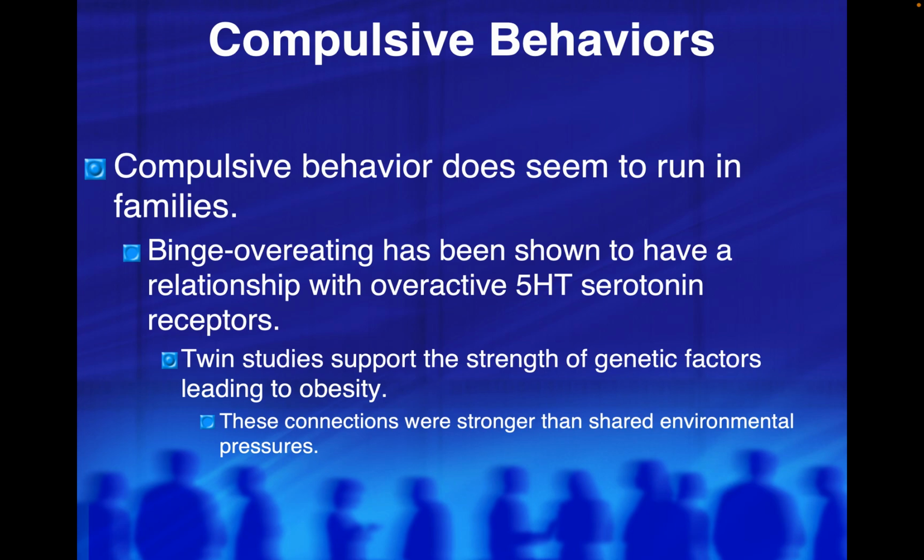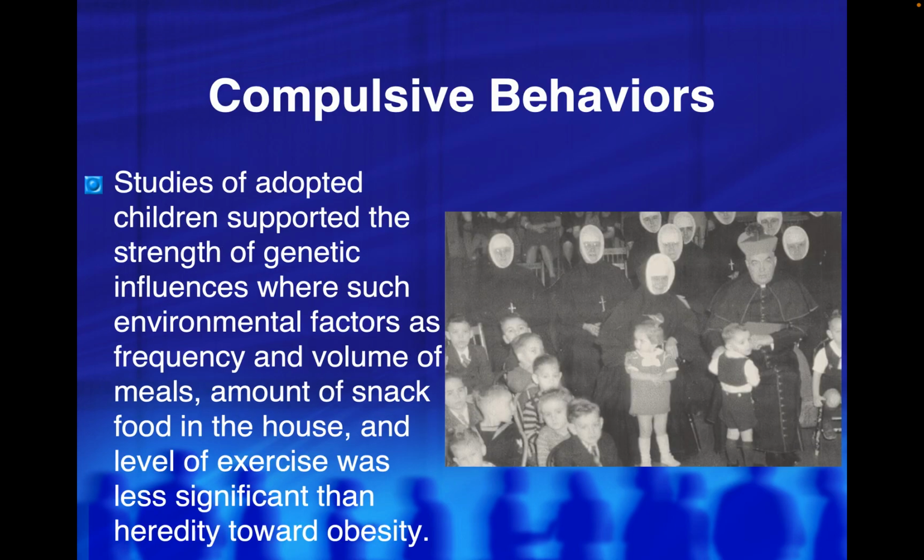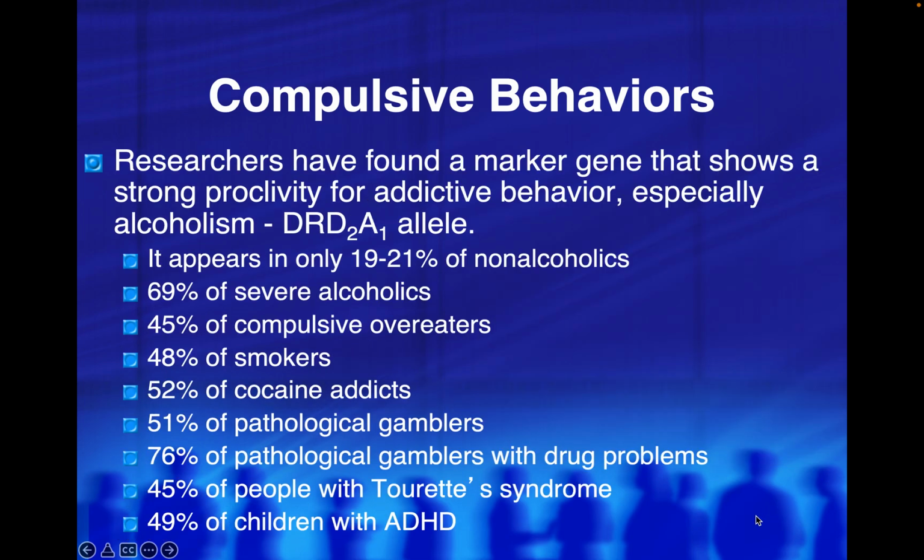Twin studies support the strength of genetic factors leading to obesity. These connections were stronger than shared environmental pressures. Studies of adopted children supported the strength of genetic influences, where environmental factors such as frequency and volume of meals, amount of snack food in the house, and level of exercise were less significant than heredity toward obesity. And the reason I have this picture is because these are all orphans who are being taken care of by the Catholic Church. Orphan studies, isn't that what it said?